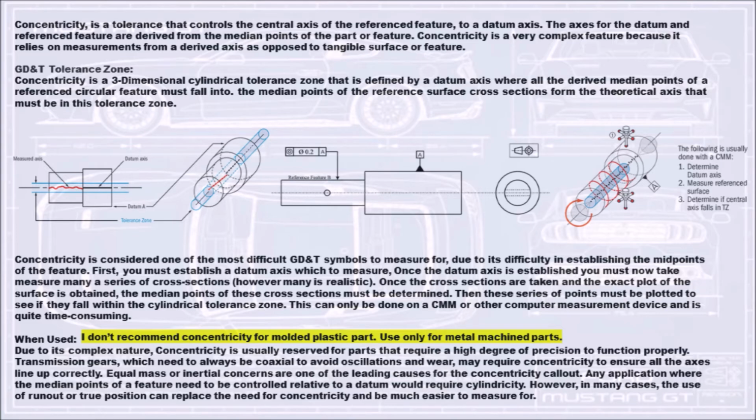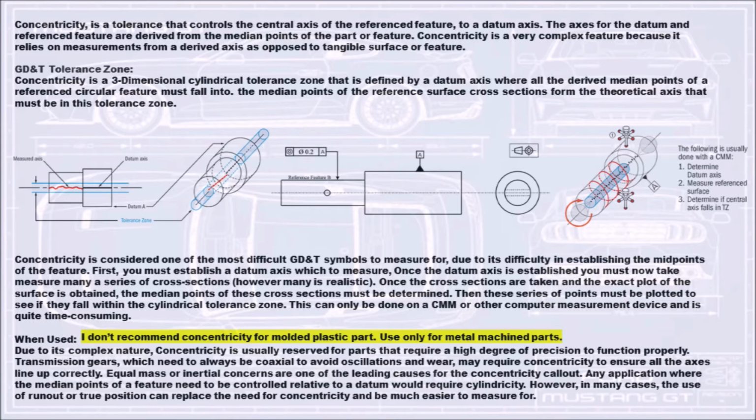Concentricity is considered one of the most difficult GD&T symbols to measure due to its difficulty in establishing the midpoints of the feature. First, you must establish a datum axis from which to measure. Once the datum axis is established, you must now measure a series of cross-sections, however many is realistic. Once the cross-sections are taken and the exact plot of the surface is obtained, the median points of these cross-sections must be determined. Then these series of points must be plotted to see if they fall within the cylindrical tolerance zone. This can only be done on a CMM or other computer measurement device and is quite time-consuming.